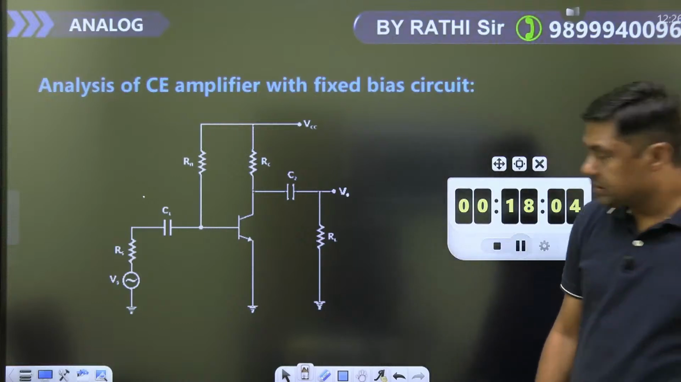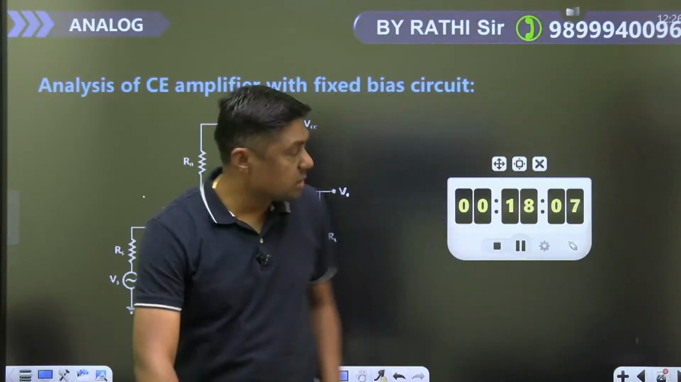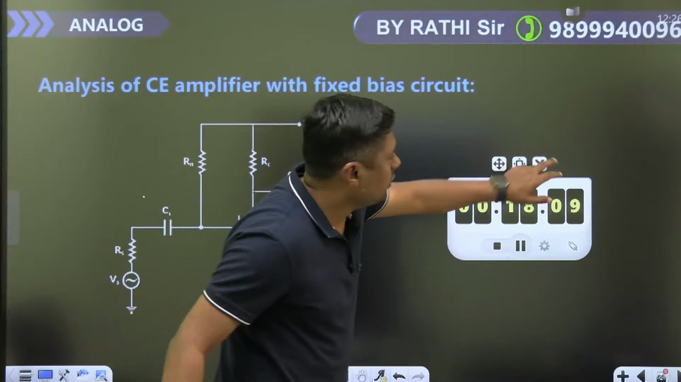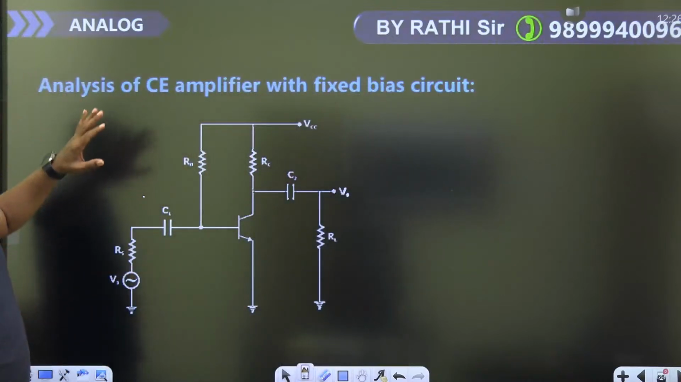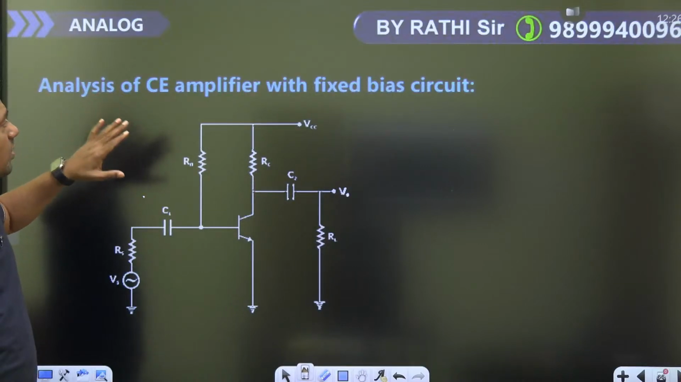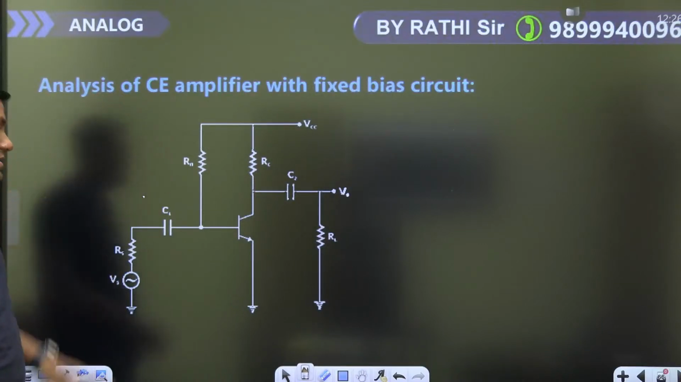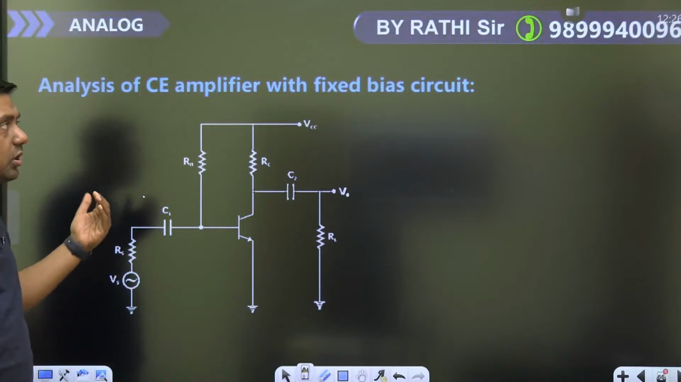अब चलिए स्टार्ट करते हैं. How to draw the small signal model, guys. Now, analysis of common emitter amplifier with fixed bias circuit. Fixed bias circuit, so how we can connect in the model?